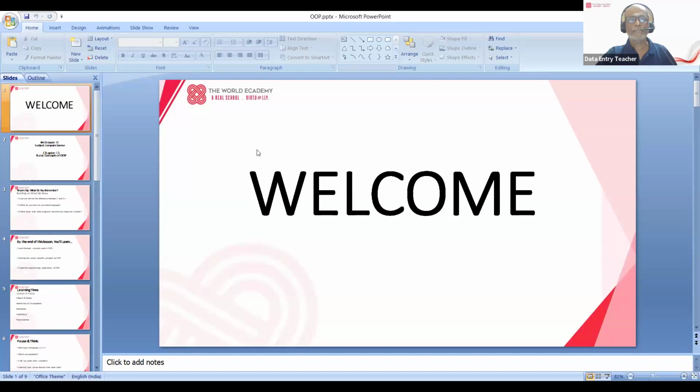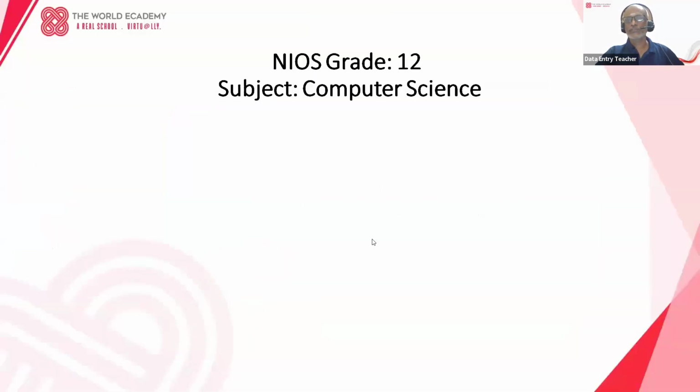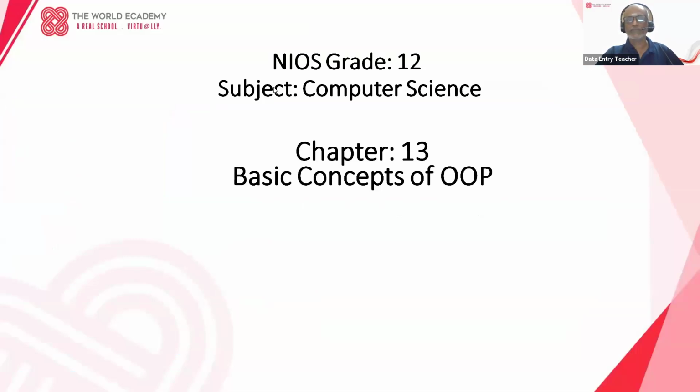Last session we saw an introduction to C++. Today we are going to see a very important concept in C++ called OOPs. What do you mean by OOP? What is the full form of OOP? Object-oriented programming. That is called OOP. That's a very important concept. NIOS Grade 12, Subject Computer Science, Chapter 30, Basic Concept of OOP.